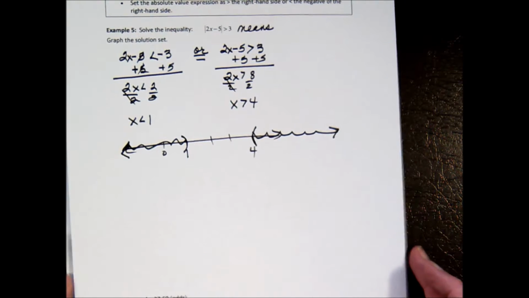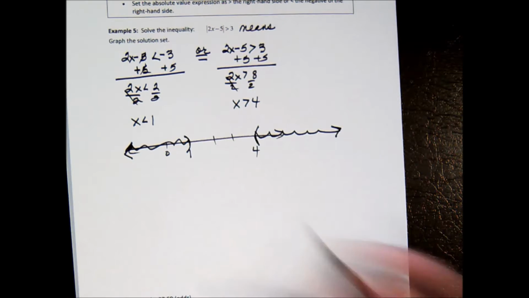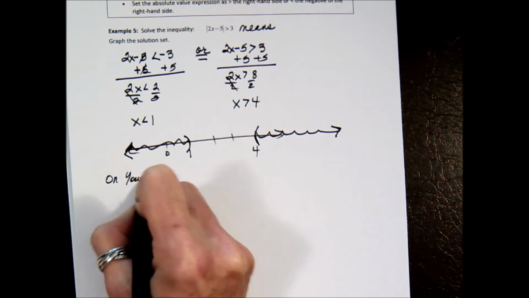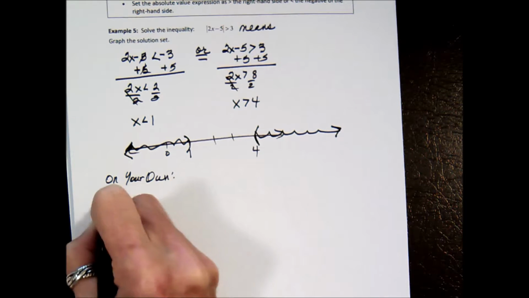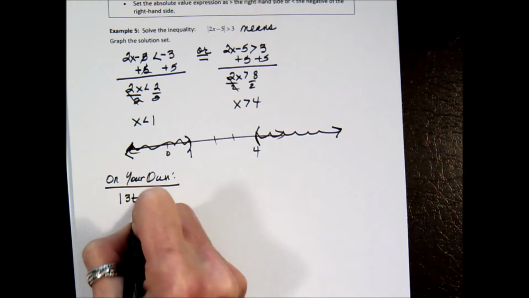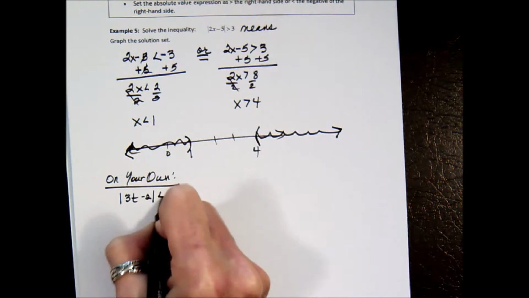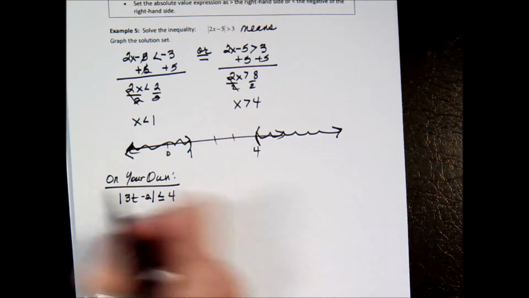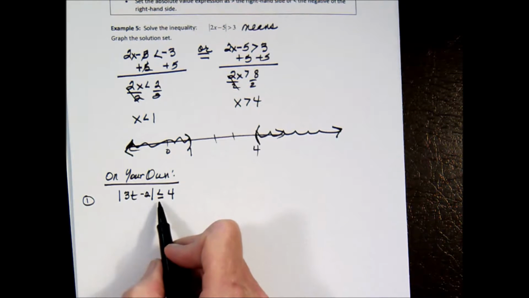So let's try a couple. I'm going to give you a couple of on your owns. So let's try this first one: the absolute value of 3t minus 2 is less than 4. Okay, that's a type 1. So that's number 1, and I know because it's in a less than.